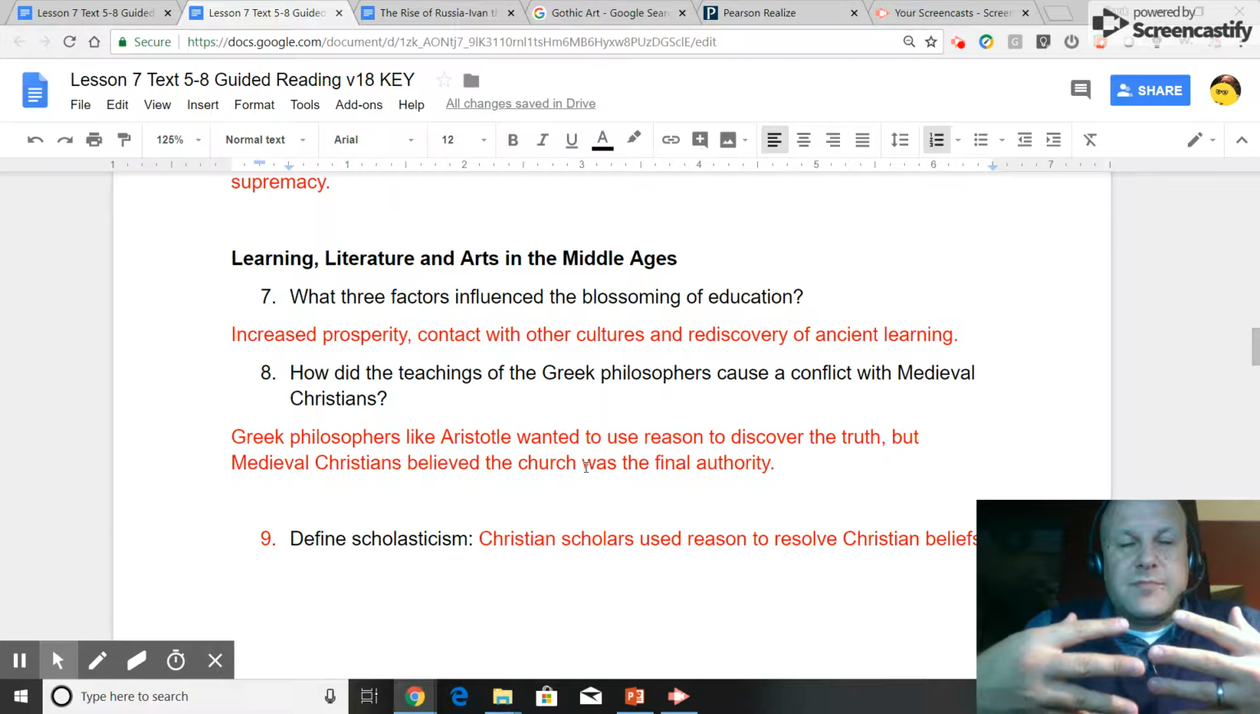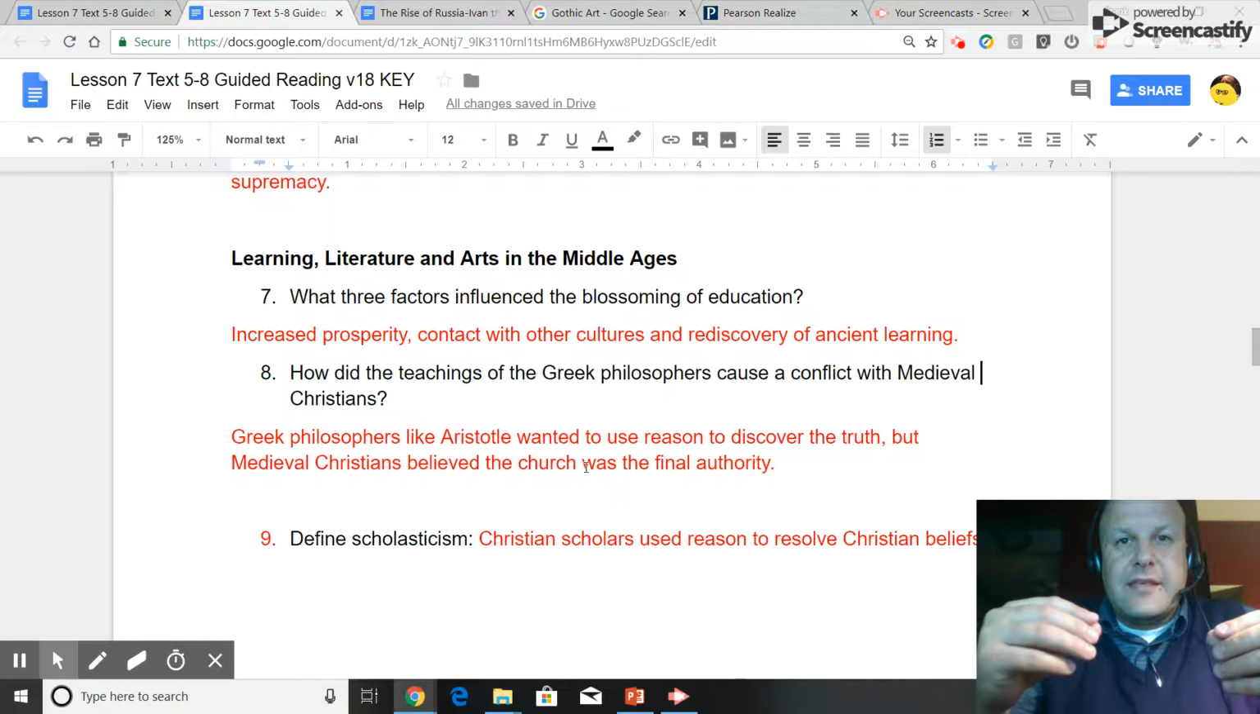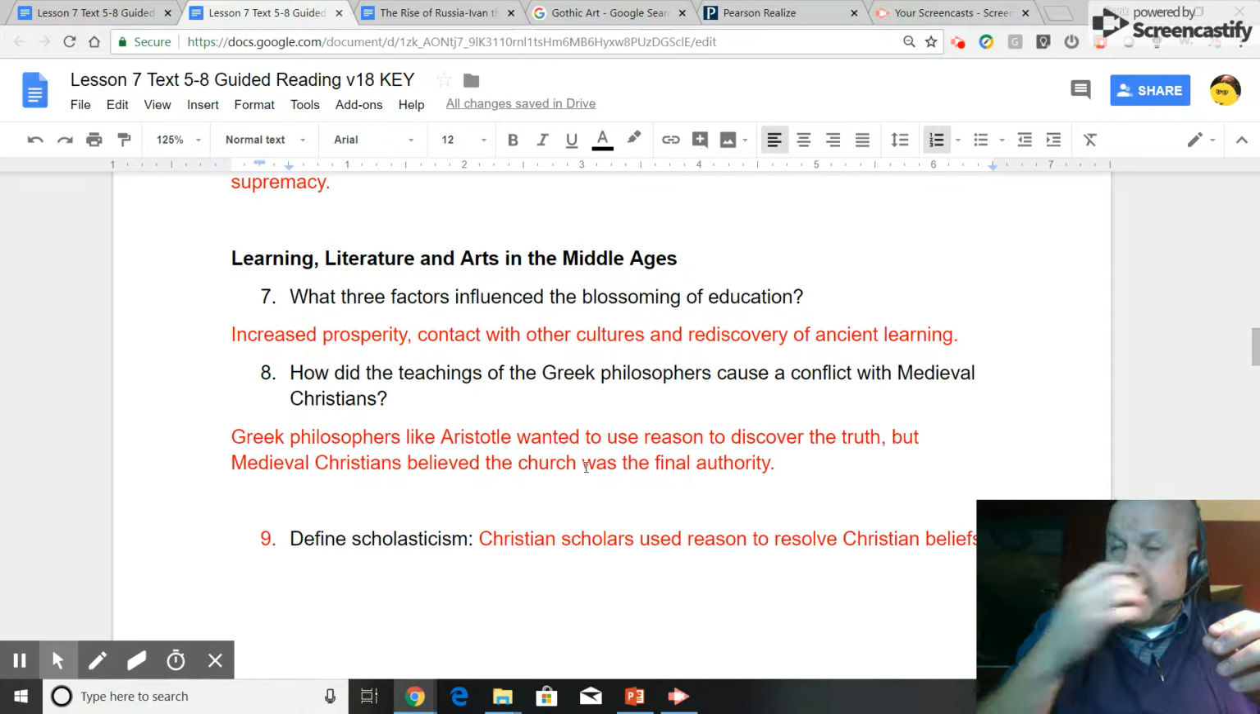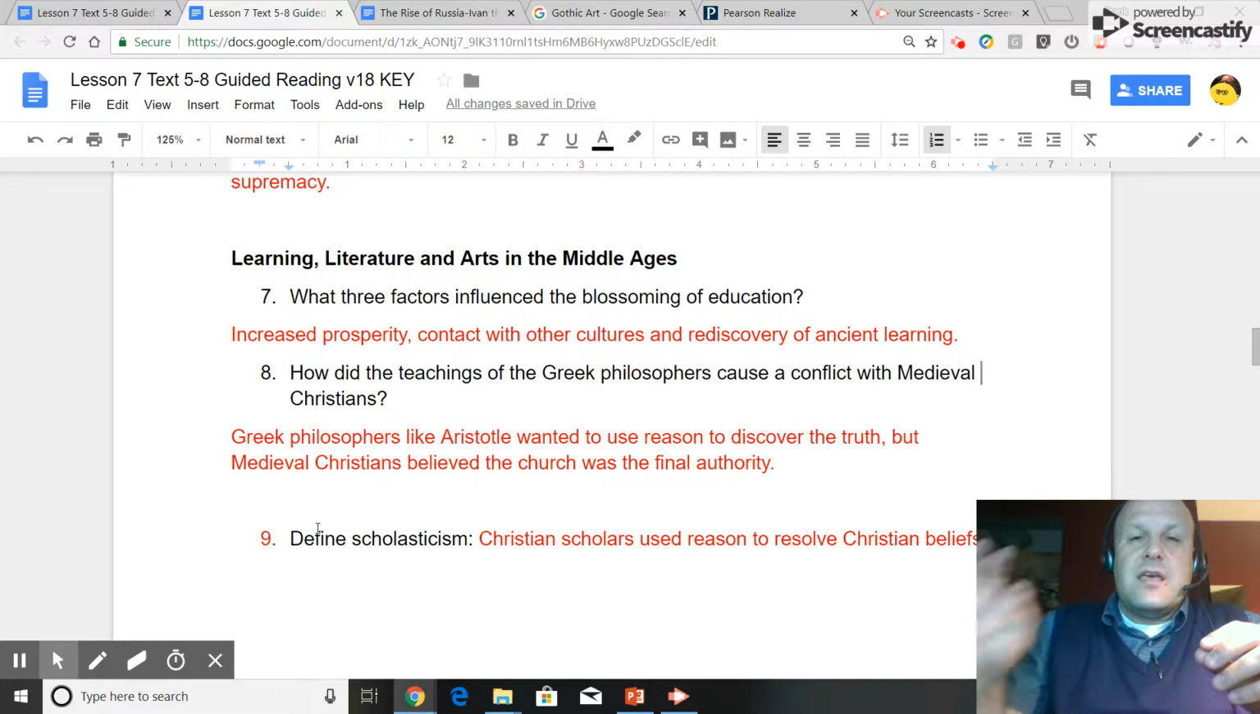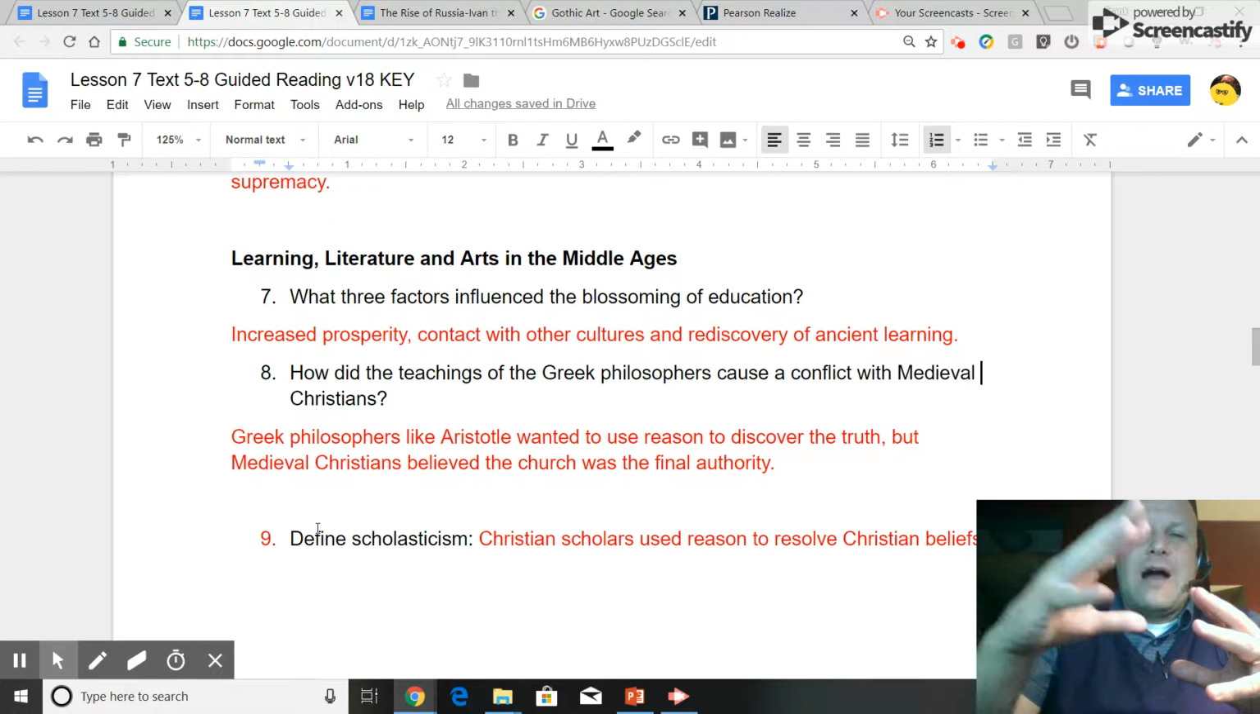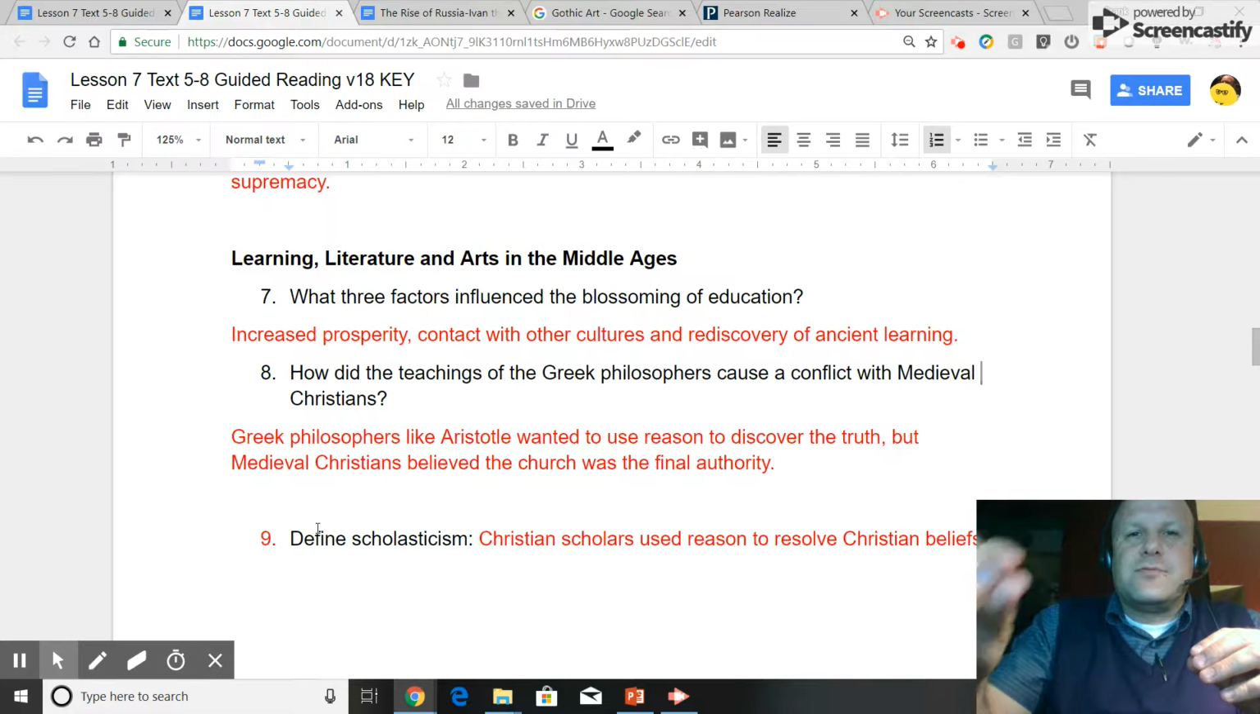But medieval Christians believed, as we've talked about, that the church was actually the final authority, and so this was in conflict. How was this conflict resolved?